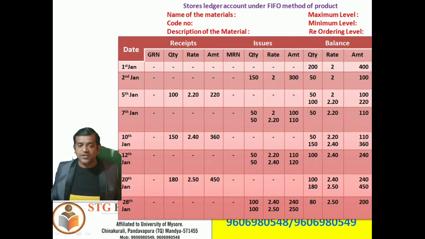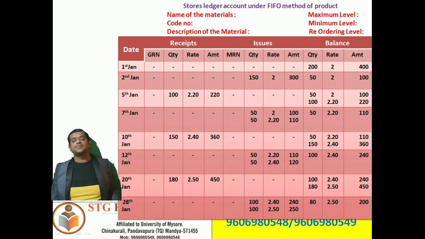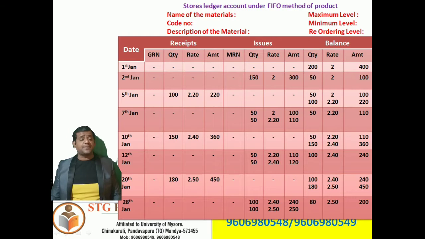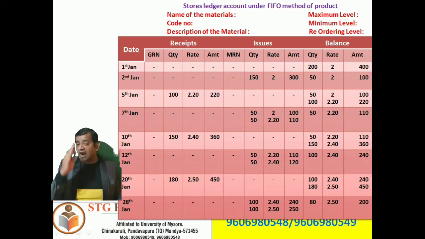Now go to 5th January, there is a receipt. 100 units at rupees 2.20 we have purchased. 100 into 2.20 is 220 rupees. So the issues will be dashes, and the balance will be 50 at rupees 2, that is 100 rupees, and 100 at rupees 2.20, that comes to 220 rupees.